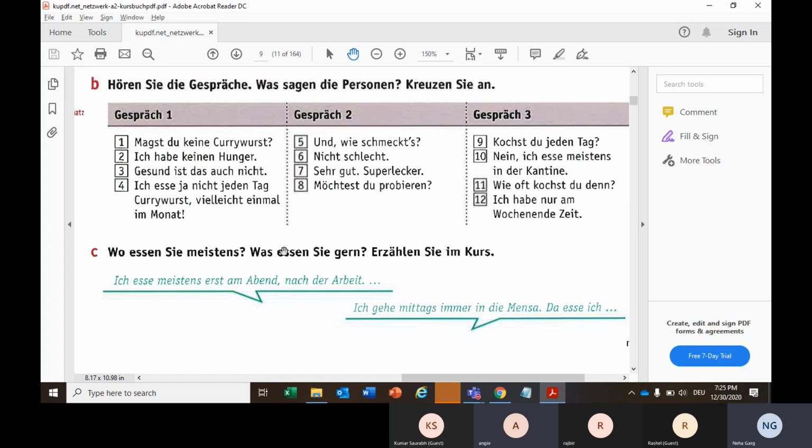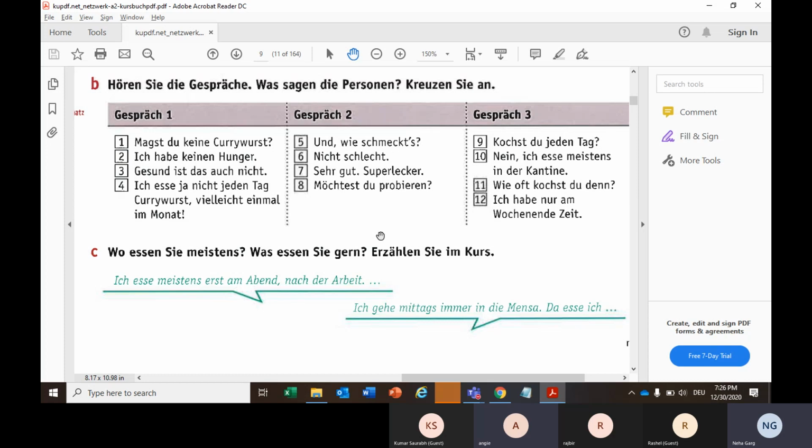Und was essen Sie gern? Ich esse gern. I don't know, I'm eating so many things. No problem. Ich esse gern, but today I ate corn. So what is corn in German? Mais. Okay.